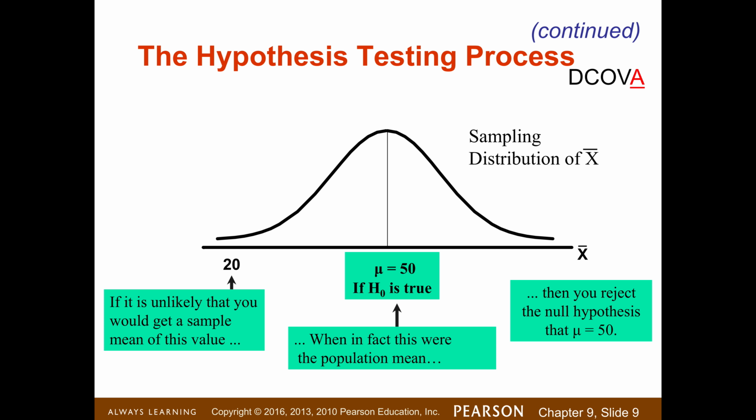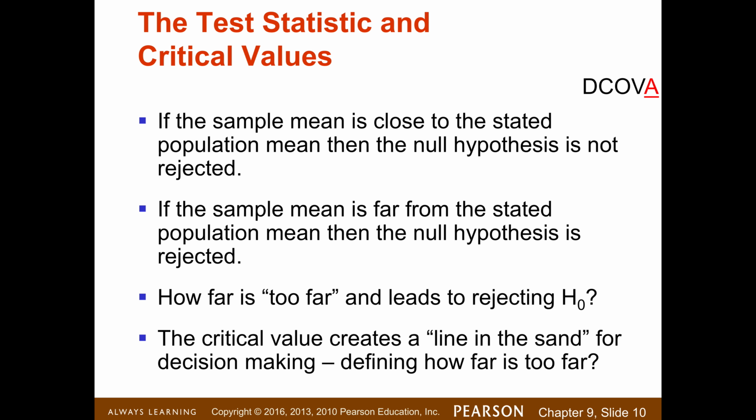So anyway, if we think about the sampling distribution of x bar, and we pull one of those out at random, and in this illustration it's 20, if it's unlikely based on probability that you get this sample mean, assuming the population mean is 50, then you reject the null hypothesis that mu is equal to 50. Now if I got an x bar of 49, that would be really close to the mu of 50, and that would lead me to not reject the null. It would lead me to fail to reject the null.